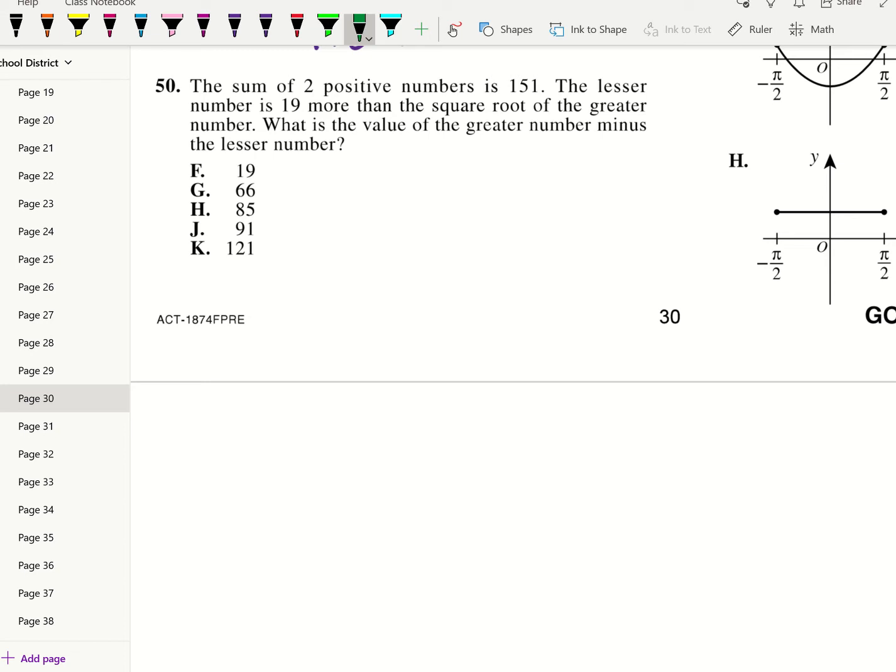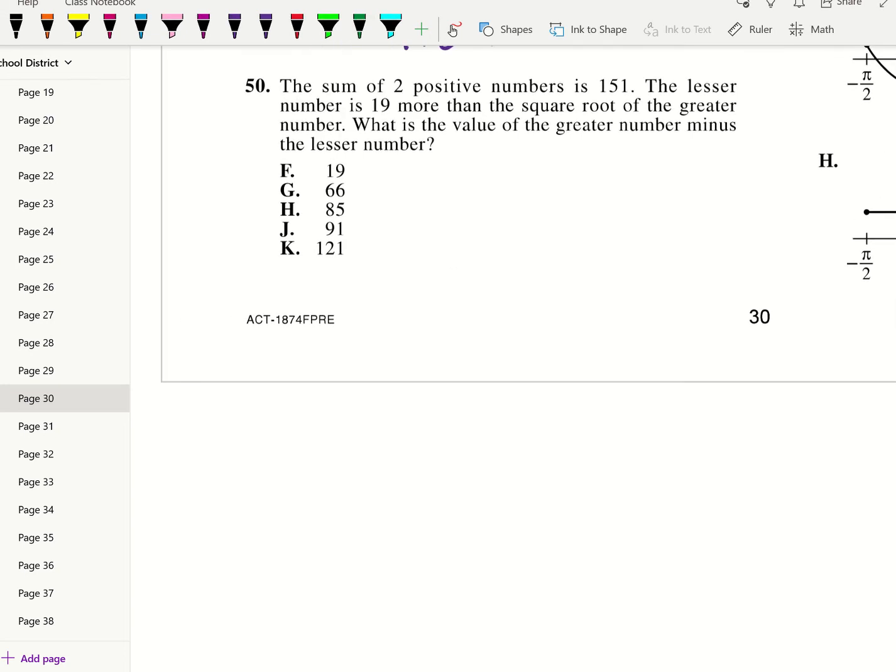The smaller one is 19 more than the square root of the greater one, and we want to find the value of these numbers. I'm just going to call the smaller one x, the lesser one x, and the one that's a little bit larger I will call y. What I know is that together their sum, or the answer when you add them, is 151. I also know that the smaller one, which I'm calling x, equals 19 more than the square root of the greater number.